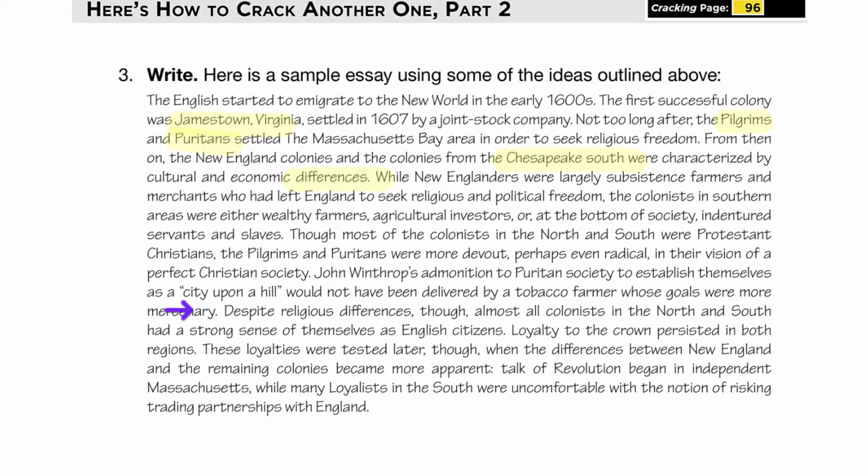Despite religious differences, though, okay, so far this person has been really focused on differences. We need to get to the similarities. Though almost all colonists in the North and South had a strong sense of themselves as English citizens, so there's a similarity. Loyalty to the crown persisted in both regions. There's a similarity. These loyalties were tested later, though, when the differences between New England and the remaining colonies became more apparent. Talk of revolution began in independent Massachusetts, while many loyalists in the South were uncomfortable with the notion of risking trading partnerships with England. So notice at the very end here, the person has answered the third question.